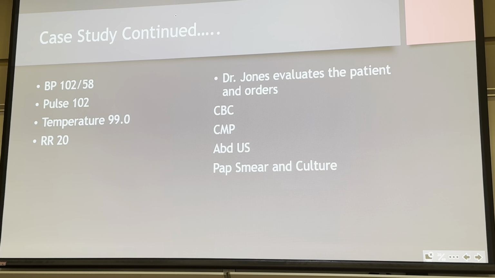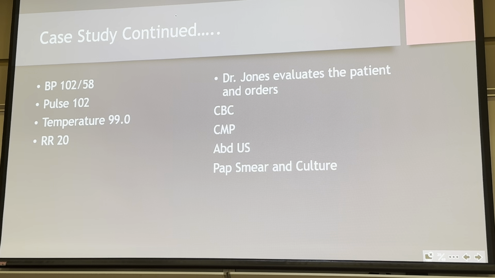The doctor goes ahead and orders a CBC, a CMP, an abdominal ultrasound, and a pap smear and culture. Why do we do the CBC? To see if she's anemic, or see how anemic she is. You could also look for infection. Why would we do a CMP? Because it's always a good thing to do. There's really not anything specific. We need a baseline, so if there is some abnormality, we would know how to dose medications, that kind of thing.